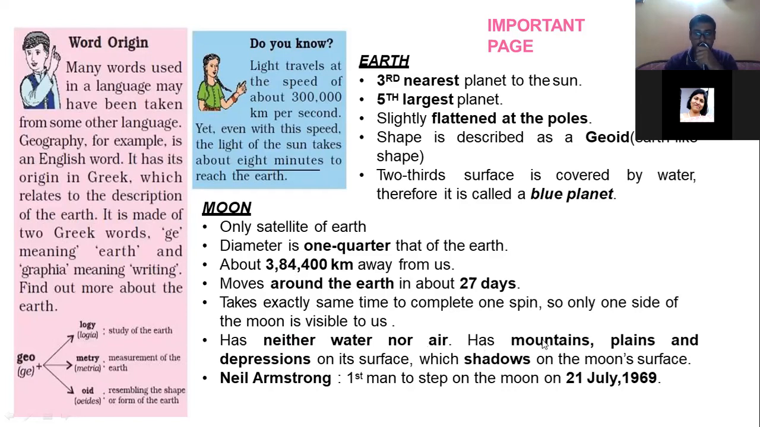Moon has mountains, plains, deep depressions, and craters in that particular area. If we talk about the differentiation between the Earth and the moon, one thing that I'll make clear to all of you is that the moon is geologically more active than Earth.